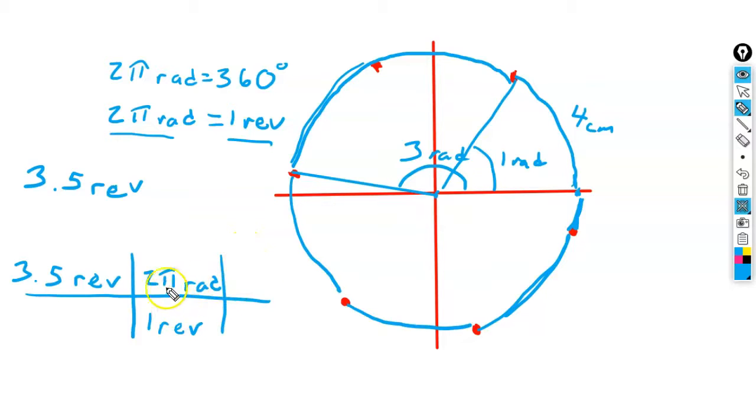But once I know that I've got 2 pi radians for 1 revolution, and my units of revolution are going to cancel, I can just take 2 pi times 3.5. So 2 times 3.14 times 3.5 on my trusty calculator gives me 21.98. So I'm just going to round that to 22 radians. I don't add the pi in, I multiplied that through on my calculator, and so I'm getting the actual value in radians.